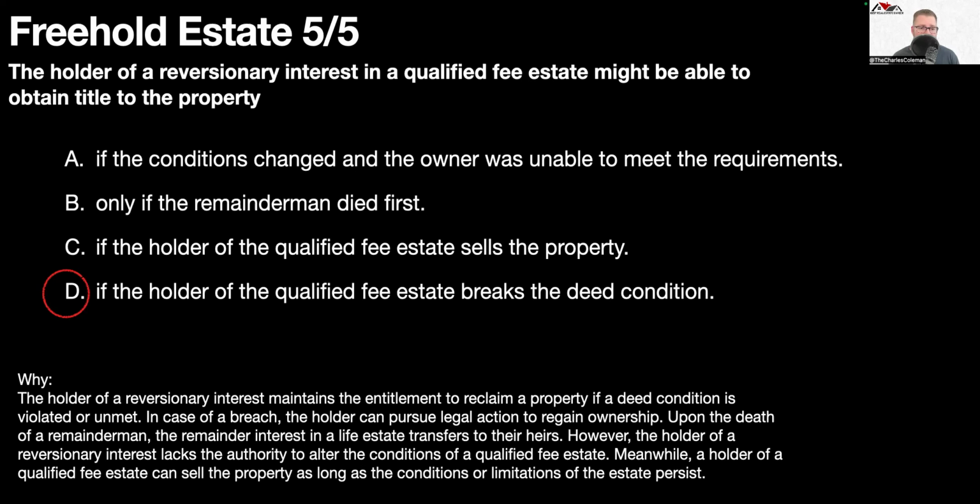Upon the death of a remainderman, the remainder interest in a life estate transfers to their heirs. However, the holder of a reversionary interest lacks the authority to alter the conditions of a qualified fee estate. Meanwhile, a holder of a qualified fee estate can sell property as long as the conditions or limitations of the estate persist.